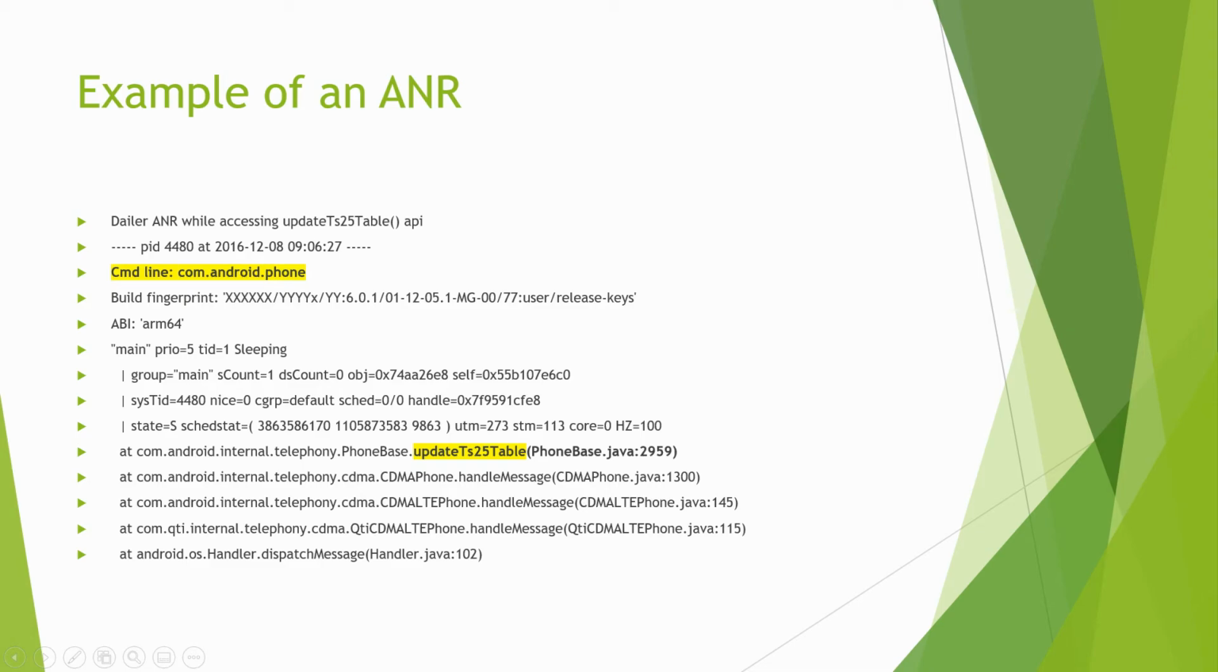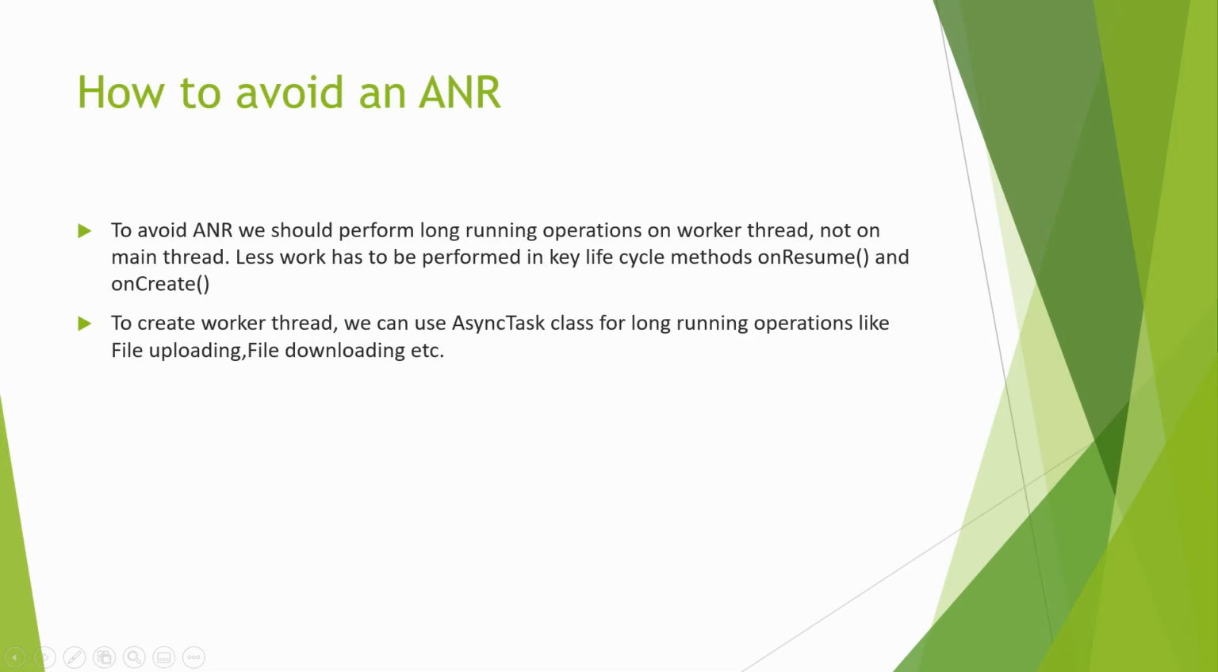So in this particular line number, in this particular file, in this particular function, which is updateTS25Table, something is held for more than 5 seconds. Some operation is being performed for more than 5 seconds. That is why the ANR has occurred in this application, com.android.phone. So this is how you debug. You'll get the function name, the file name, and the line number also, which will help us in debugging very easily. So this was an example of an ANR.